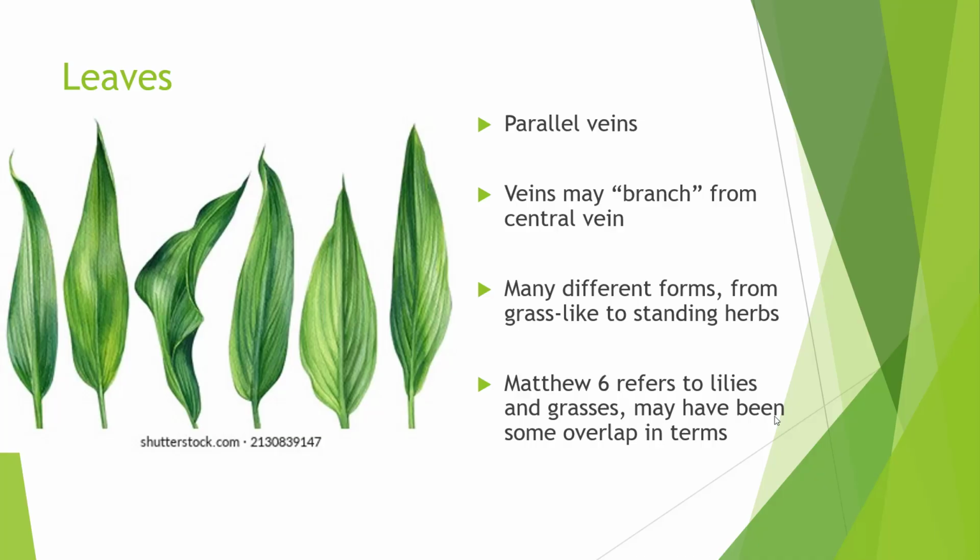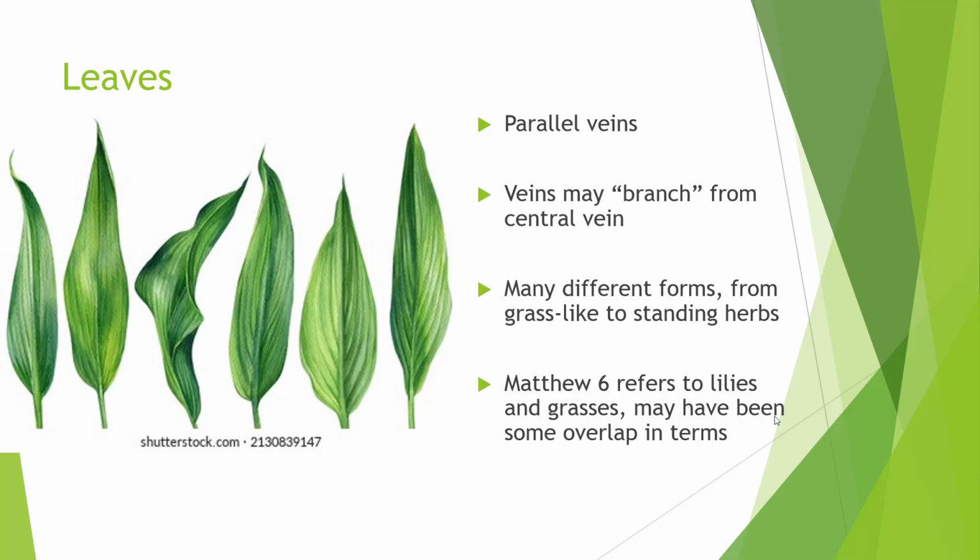Like grasses, lilies have parallel veins. But what I want to point out here is those veins might branch, and I'm using that word generously, from a central vein. You can see how they all kind of converge on that central vein area. Now, that's not exactly parallel, but that does allow some interesting architecture in the plant, but those are still parallel veins. There are many different forms, from grass-like to some standing herbs that can be up to 1 meter tall and look almost like little trees.